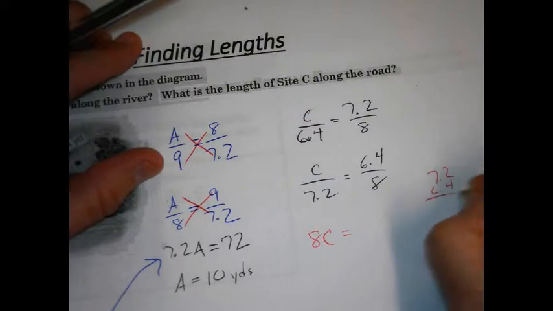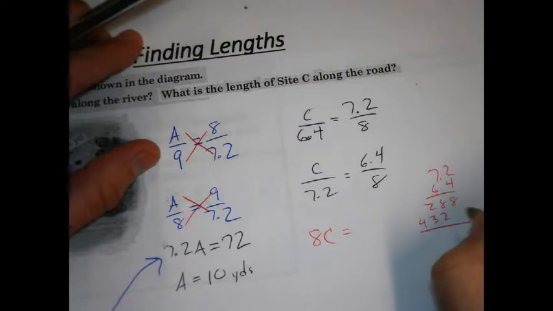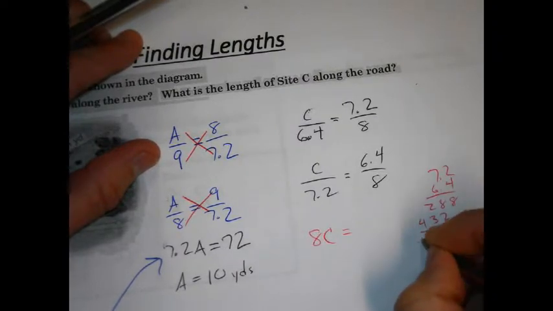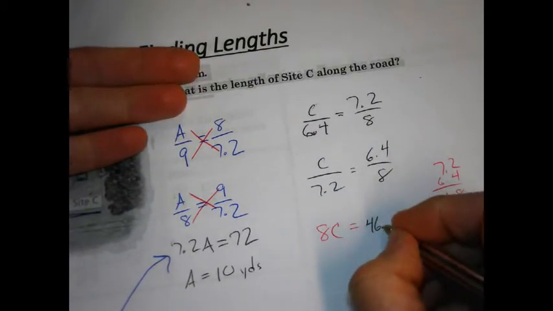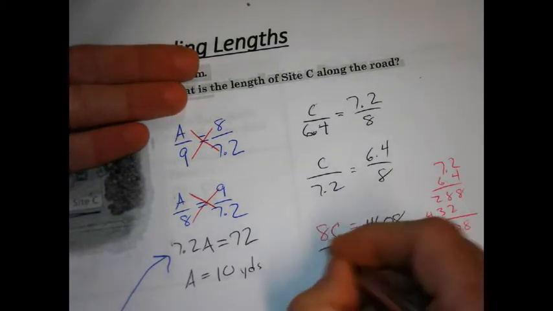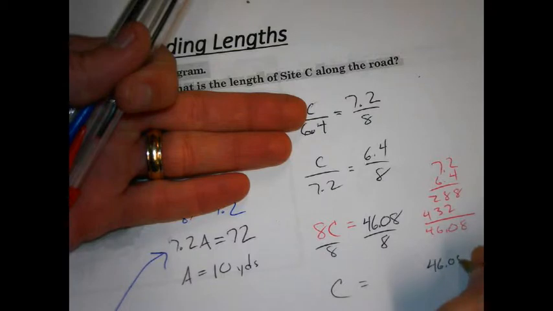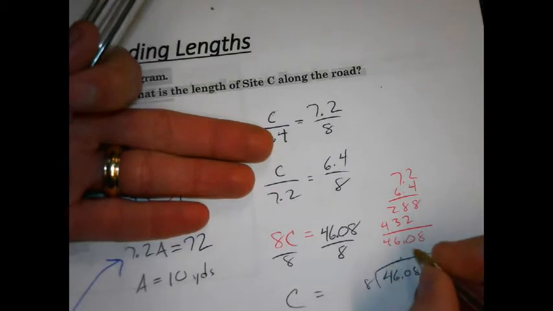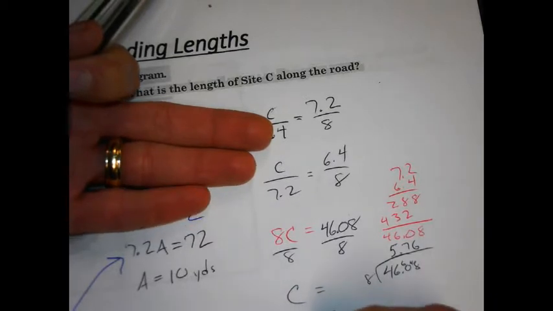7.2 times 6.4. I don't feel like using a calculator right now, so I'll just do some quick math there. 46.08. So 8C would be equal to 46.08. And then we're going to divide both sides by 8. Again, I don't feel like using a calculator. So let's see, 46.08 divided by 8. 8 goes into 46, not 6 times, but 5, with remainder 6. 8 goes into 67 times, remainder 4, 5.76. That's convenient. So C would be equal to 5.76 yards.